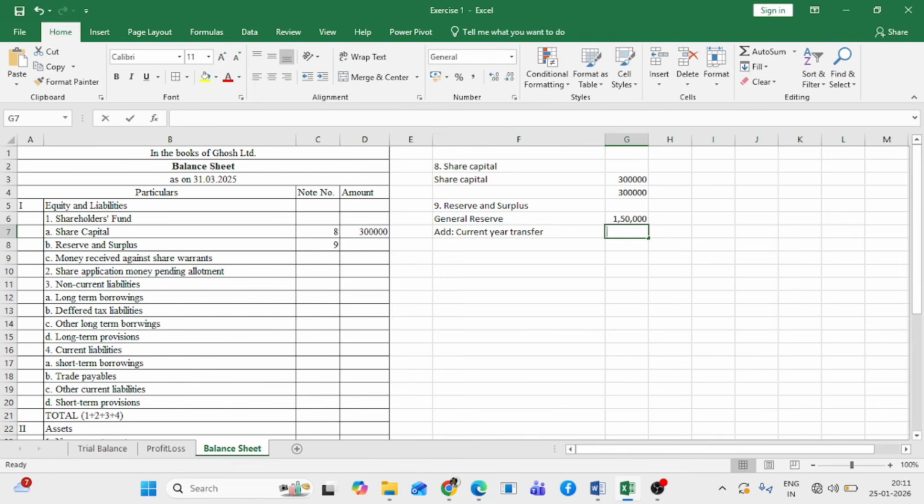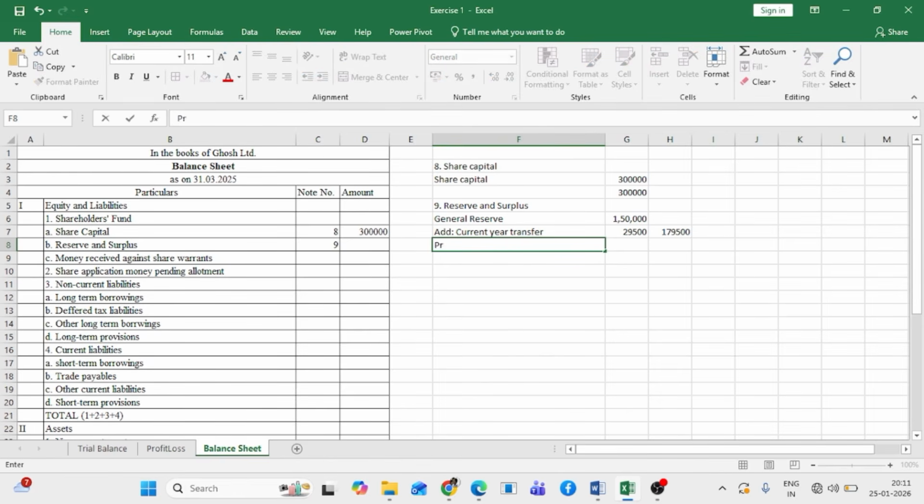Current year transfer is 29,500. So the total that is there is 1,79,500. Okay, so this is the amount of general reserve. The second one is that we have the profit balance also.